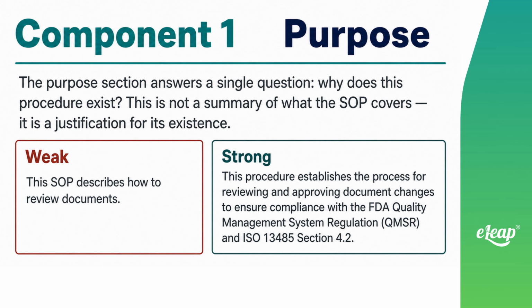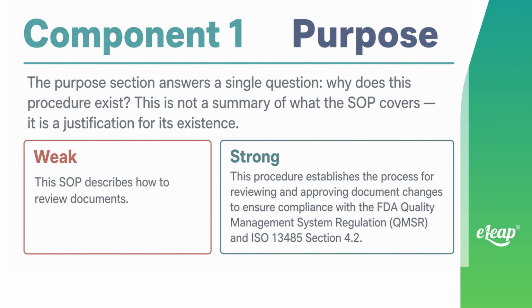Component 1, purpose. The purpose section answers a single question. Why does this procedure exist? This is not a summary of what the SOP covers. It is a justification for its existence. Your purpose statement should connect the procedure to a regulatory requirement, a quality objective, or both. For example, this procedure establishes the process for reviewing and approving document changes to ensure compliance with 21 CFR Part 820, now QMSR, and ISO 13485, Section 4.2. That is a purpose statement. This SOP describes how to review documents is not.